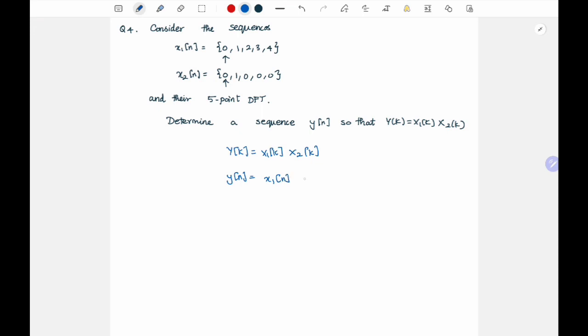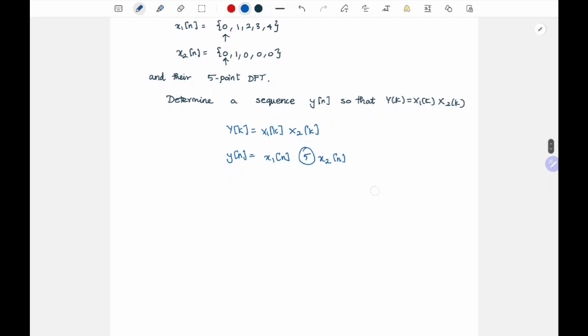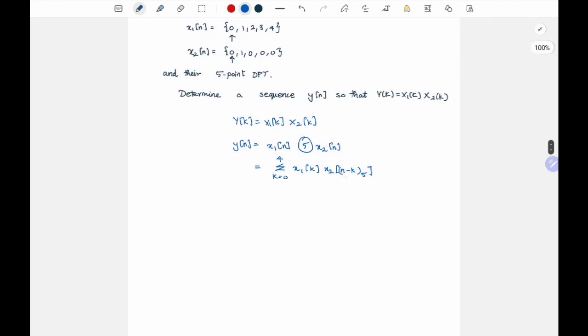So x1 of n, N-point circular convolution. Here N is nothing but 5. x2 of n. So this is nothing but summation, I'll take k equal to 0 to 4, x1 of k, x2 of n minus k. Again, this is going to be a circular shift.